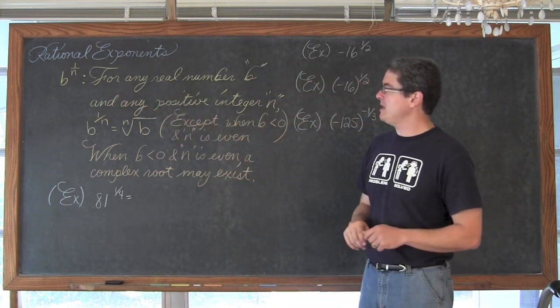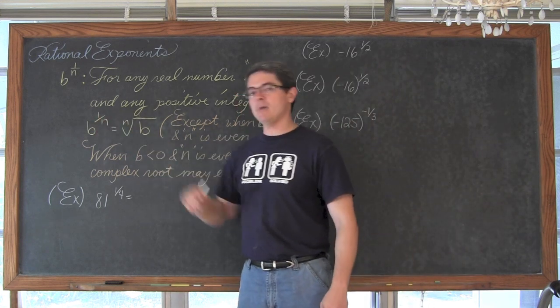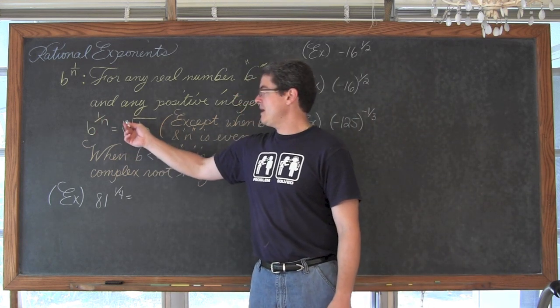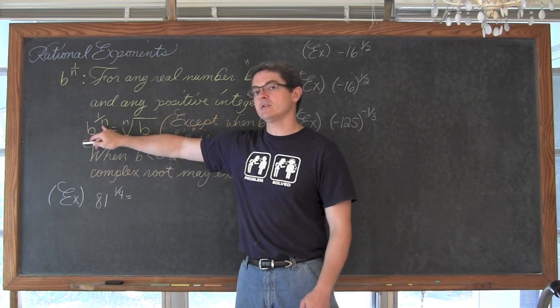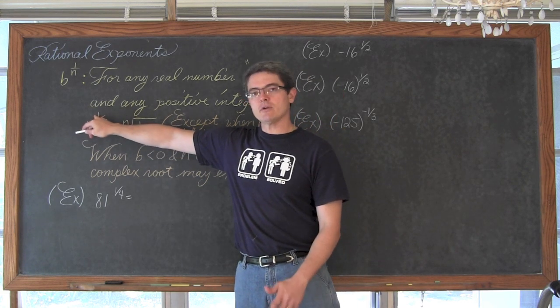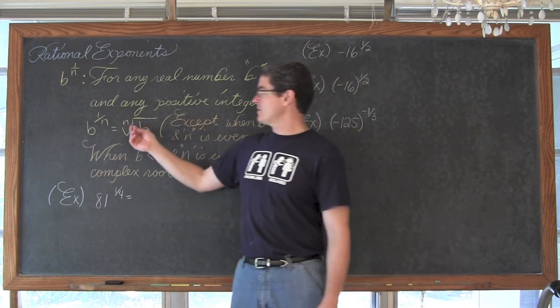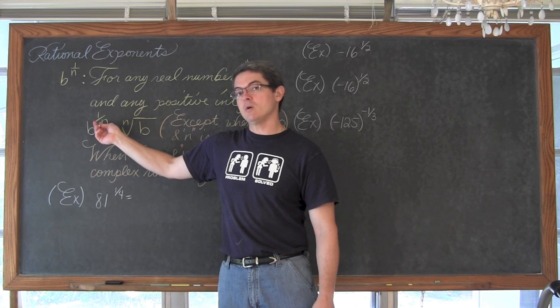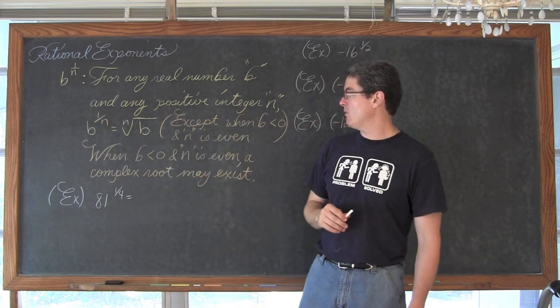For any real number b and any positive integer n, b to the 1/n power is equal to the nth root of b. So you can see in a fractional exponent, a rational exponent, we're not sure what the numerator does yet, but the denominator is going to be simply the root. So if we're dealing with the square root, that'd be b to the 1/2 power. If we're dealing with the third root, that would be b to the 1/3 power.